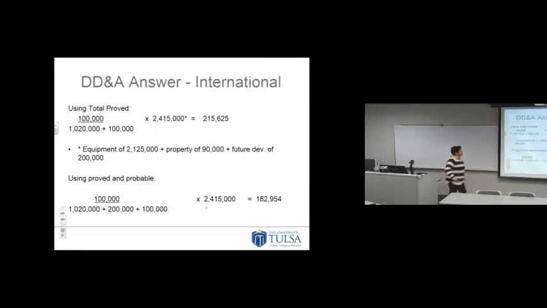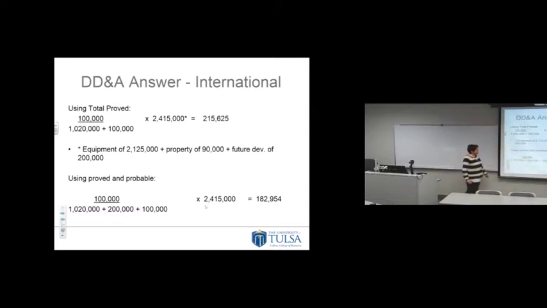Internationally, again, I add everything together. So I had equipment on the last slide of 2,125,000. I had property of 90. Those are going to get added together. But because I had not fully developed the field yet, I also have to add in those future development costs, that estimate of 200,000. So my total cost is $2,415,000. I'm going to write that off over total proved or proved and probable. Using proved, 100,000 in production, over proved, end of year, 1,020,000 plus 100,000 in production to get back to beginning of year, times 2,415,000 is 215,625.